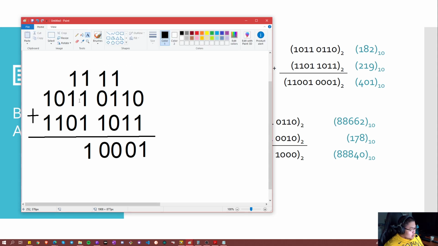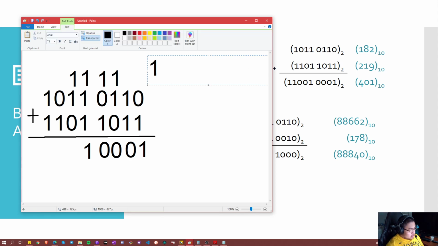In case you're wondering, why is it still 1? This is what happens. 1 plus 1 is equal to 1, 0, right? This 1 will be carried over to the next, but there is a carry 1 again. So 0 plus 1 is 1. That's why it became 1.